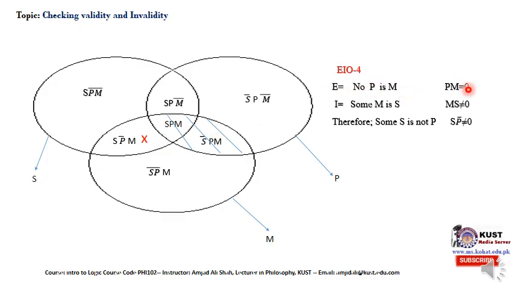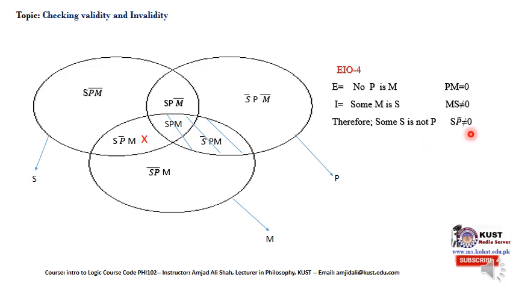Now the first premise says PM is equal to 0, so we have shaded it. The second premise says MS is not equal to 0. One MS has been already shaded, so it has been made empty, so it should not be counted as a class now. MS is not equal to 0. So this is MS, this is M bar S, this is M bar S, this is MS bar. So only this MS is left, so we will have to put X over here.